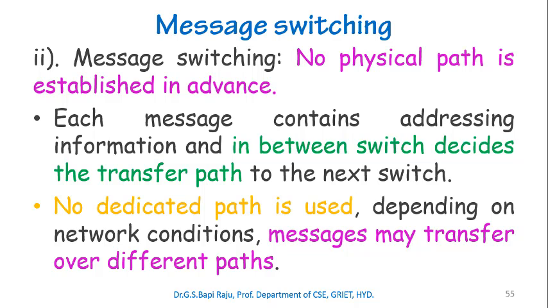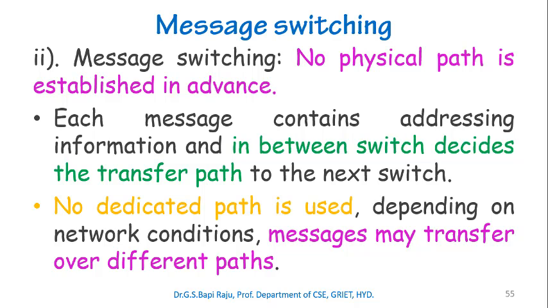Message switching. It doesn't have a physical path which is established in networks. Each message contains addressing information, and between switches they decide the transfer path to the next switch. When it's moving, first the switch reads its header and tail, and based on the header, it finds out the address, and with respect to the address it is passed to the next closest switch. And there is no dedicated path used.